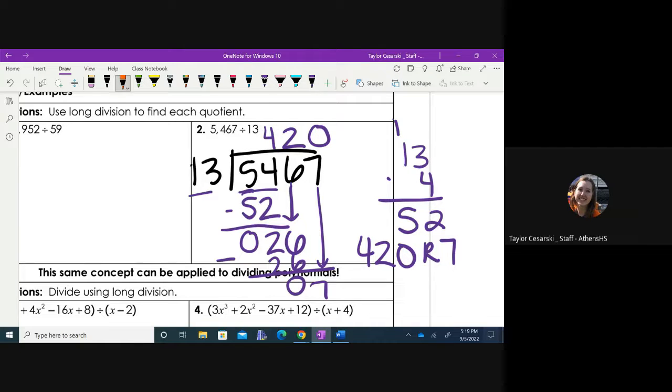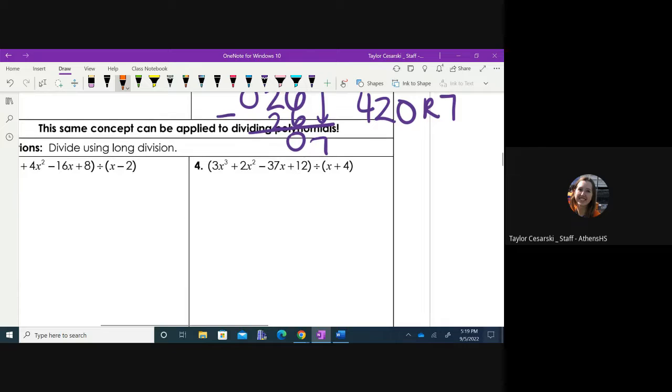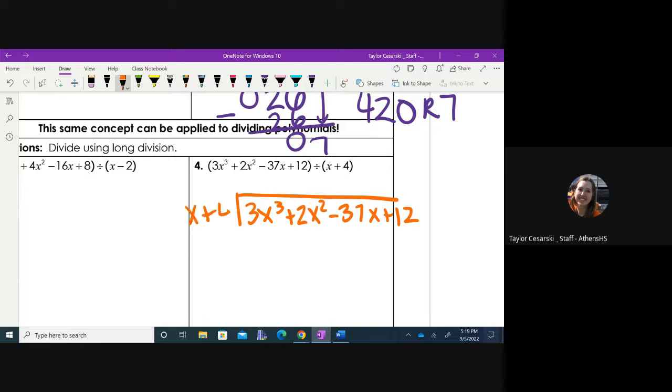Okay? All right, so now let's do an example with polynomials. You will need to know how to do it. If you want to use synthetic division on some of them, that's fine, and I'll show you that in a second. But you do need to know how to do long division for an example like number 6, where you're dividing by something like x squared. So first we're going to write out 3x to the third plus 2x squared minus 37x plus 12 divided by x plus 4. And it's the exact same concept as what we just did.